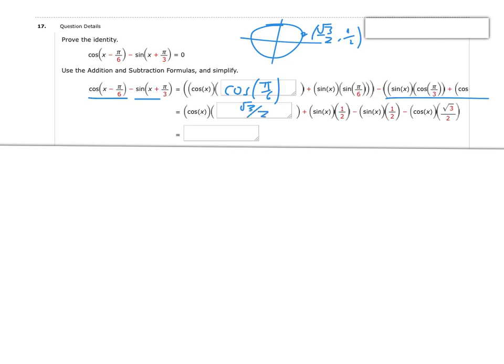And so what I notice here is that we have this all as one term right here, cosine of x times rad 3 over 2, and then this is that same term but negative, so negative cosine x times rad 3 over 2. Anytime we have the same term, positive and negative, they'll obviously cancel. And then that same thing happens here with our sine of x times 1/2 and our negative sine of x. They cancel out as well, and so we are left with 0.